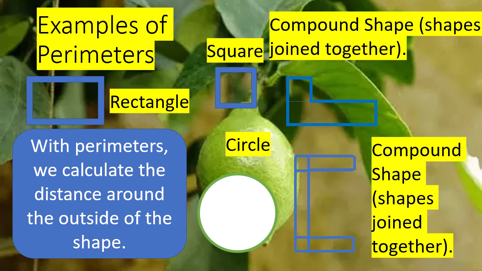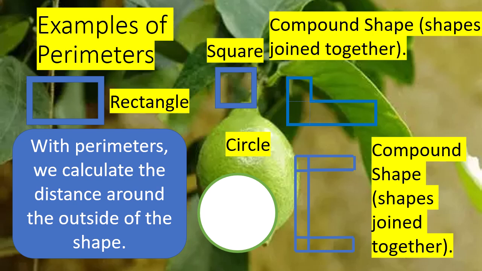Perimeter. On the left, we have a blue rectangle, and the line around the outside, the blue bit, is the perimeter. In the middle, we have a square, and the blue line around the outside is the perimeter. At the bottom, we have a white circle with a green perimeter. The green line around the outside is the perimeter.